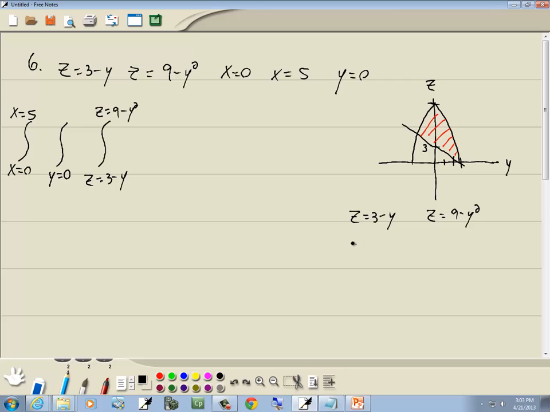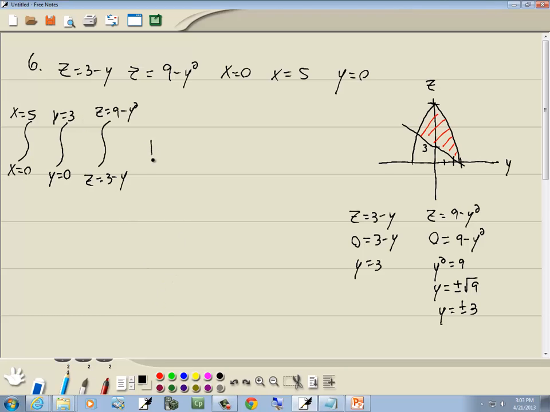Okay, now z's gone, and we're to this one right here. If z's gone, we put 0 in for it, so we get 0 is equal to 3 minus y, or 0 is equal to 9 minus y squared. Take the negative y over, we get y is equal to 3. Take the negative y squared over, and you get y squared is equal to 9, or y is equal to plus or minus square root of 9. y is equal to plus or minus 3. Now it seems like there's two choices there. But if you think about it, when we're talking about intersections, the logical choice is y is equal to 3 because it's in both of them.